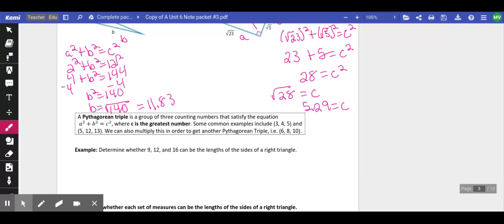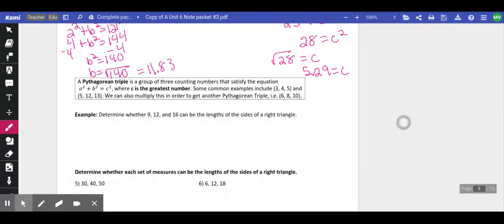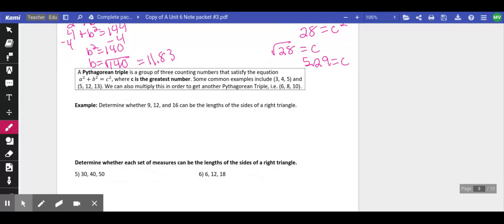So determine whether 9, 12, and 16 can be the lengths of the sides of a right triangle. So if it's the sides of a right triangle, that means it works in a squared plus b squared equals c squared. C always has to be the longest. So in this example, 16 is going to be C. So I'm going to do 9 squared plus 12 squared, and I want to see if that equals 16 squared.